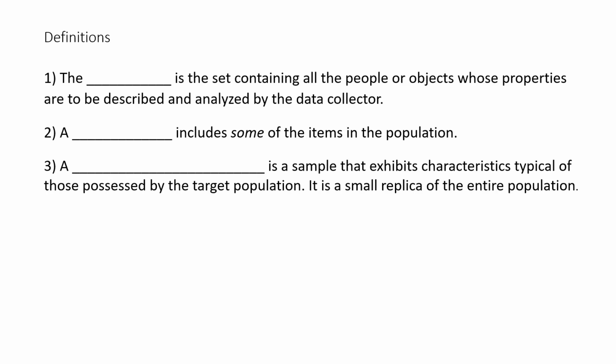Some definitions. 1. The population is the set containing all the people or objects whose properties are to be described and analyzed by the data collector. 2. A sample includes some of the items in the population. And 3, a representative sample is a sample that exhibits characteristics typical of those possessed by the target population. It is a small replica of the entire population.